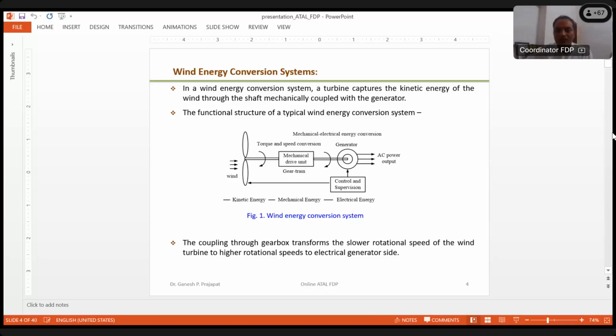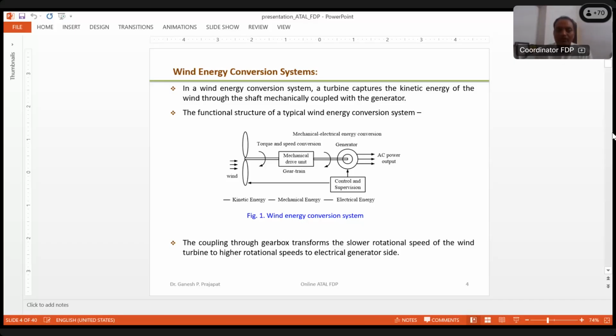So there are two types of energy conversion. One is from the kinetic energy available in the flow of wind, which is first converted into mechanical rotational energy by the wind turbine, and then later that mechanical energy is further converted into electrical energy by this generator. First is kinetic to mechanical, then mechanical to electrical. So this is a very basic structure and everyone can understand it simply by looking at the picture.